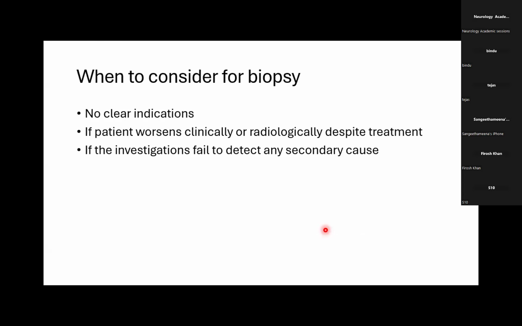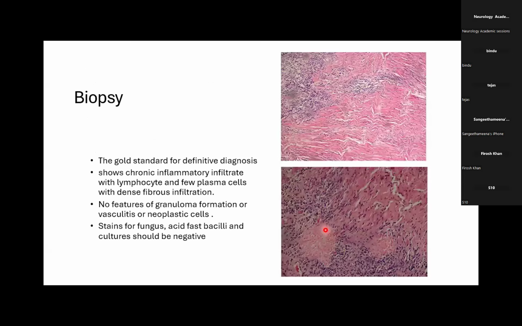When to consider biopsy in hypertrophic pachymeningitis, there are no clear-cut indications or guidelines that have been put forth for consideration of biopsy. If the patient worsens clinically despite treatment, and the investigations fail to detect any secondary cause, then we can plan for biopsy to look for the cause. Biopsy is the gold standard for the definitive diagnosis. It shows chronic inflammatory infiltrate with lymphocytic infiltration with few plasma cells and dense fibrous inflammation. This is the lymphocytic infiltration with the dense fibrous infiltration that is seen in biopsy.